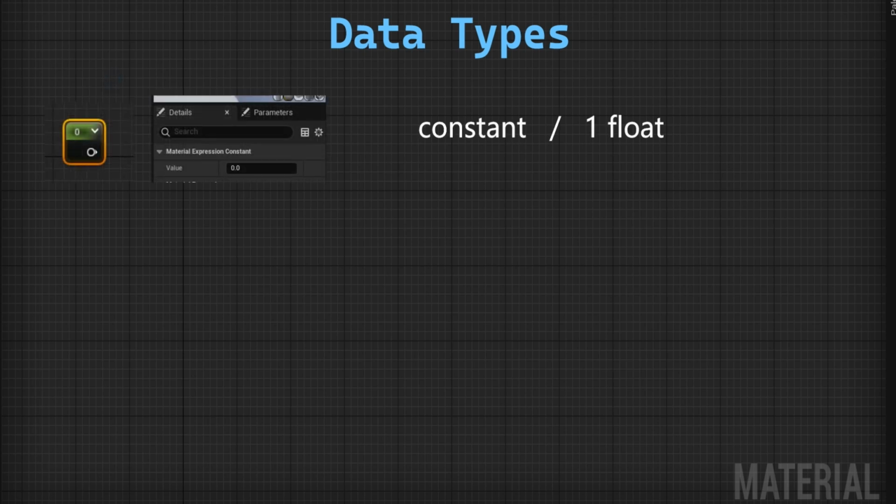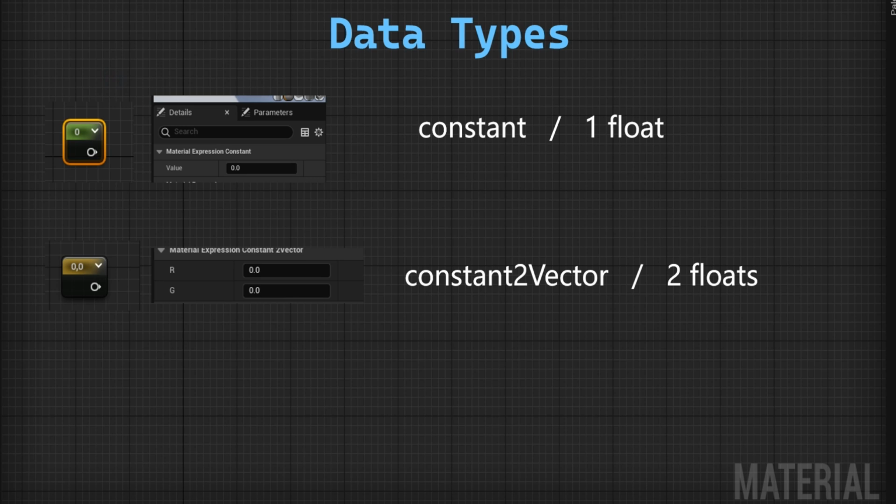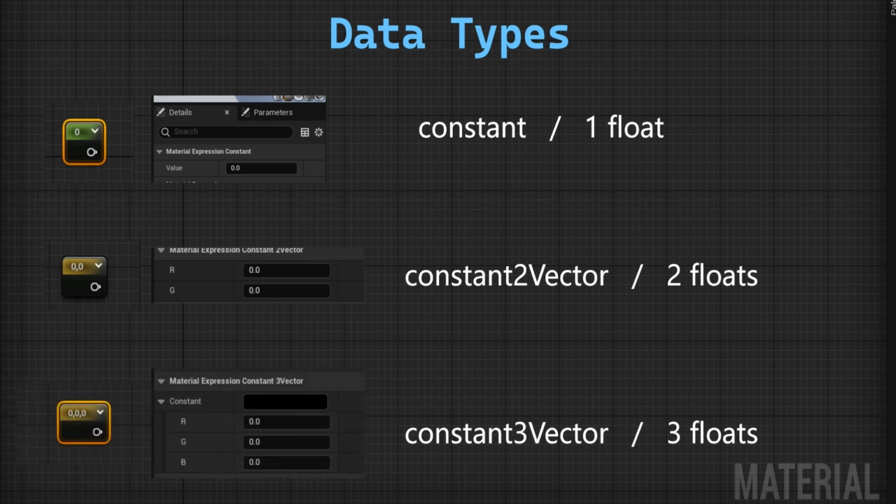It only has one value. The second one is the constant two vector, or you can call it two floats. There are two values. And the last one is constant three vector, three floats. These are the most important three basic data types. And if you take a look at them, for the constant two vectors, even though in here it says R and G, but remember, R and G are very interchangeable. It really depends on what kind of socket you are plugging this into.